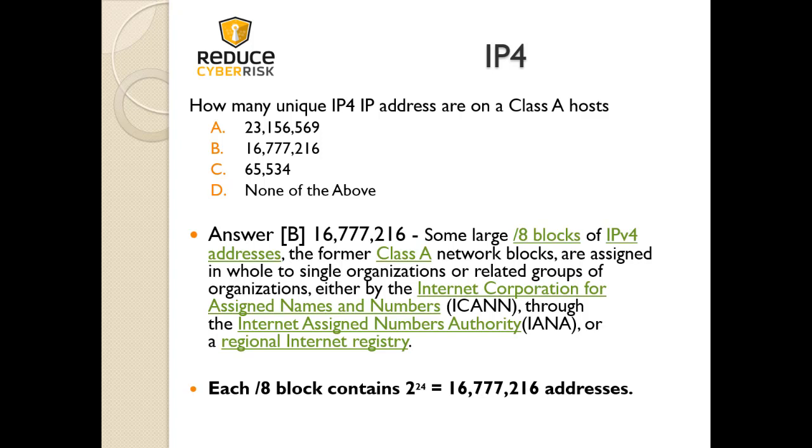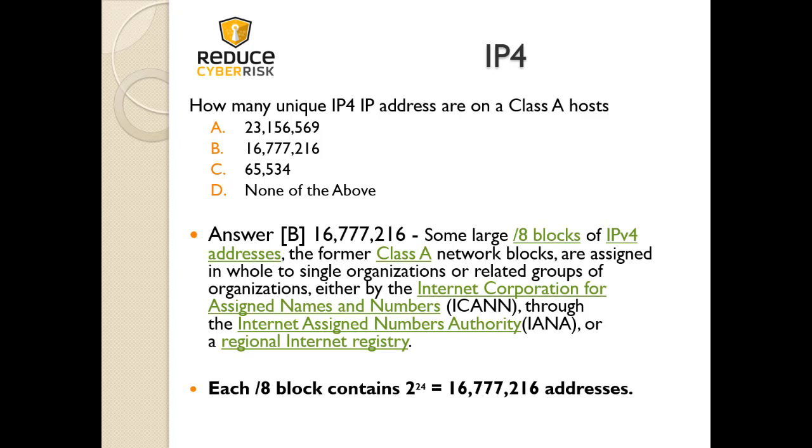The former Class A network blocks are assigned in whole to single organizations. We have seen in the past, like AT&T, they'll have a whole Class A network, and they will then delegate out IP addresses from IPv4. Now, as we all know, IP version 6 does blow the socks off IP version 4. Sixteen million is a lot, but IP version 6 blows that out of the water.